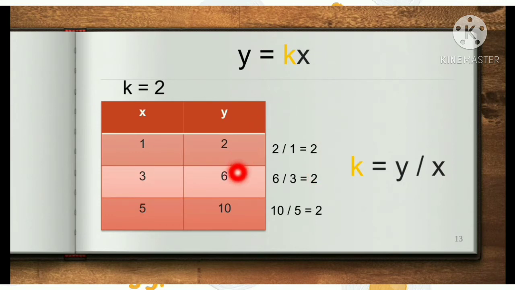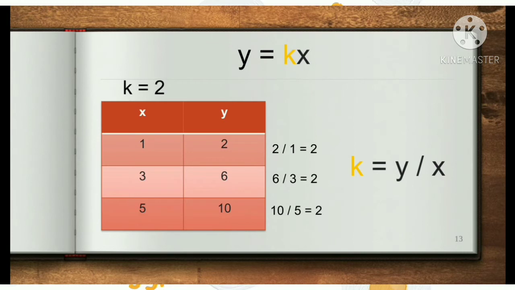When y is 6 and x is 3, then 6 divided by 3, the answer would also be 2. And when y is 10 and x is 5, then 10 divided by 5 equals 2. So in order to find k, or the constant of variation, we will just divide y by x. Therefore, the formula to get the constant of variation is k equals y over x.